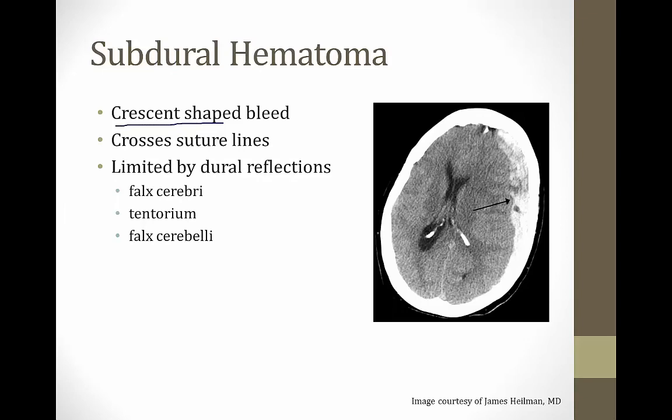So let's look at this picture on the right. Notice that this bleed goes like this and forms sort of a long crescent. It doesn't get that nice convex shape we saw with epidural hematoma. So that's the difference between the two on head CT.